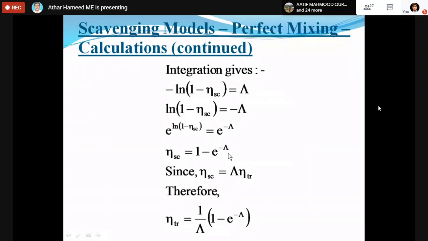Now since we know that scavenging efficiency is equal to delivery ratio times trapping efficiency, therefore trapping efficiency is equal to 1 over lambda into 1 minus e raised to power minus lambda.